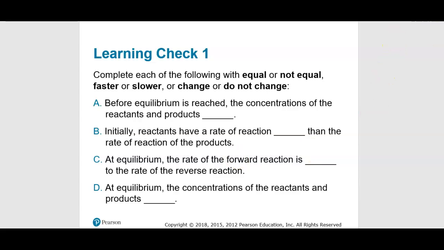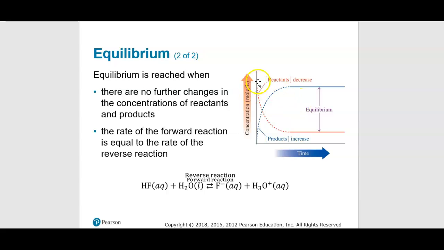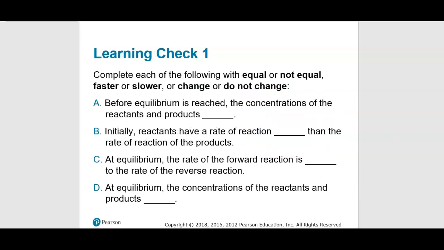Remember I showed you here, you start off with a high concentration of reactants, and the concentration of reactants decreases and the concentration of products increases. So there's a change there. They're changing. And B, initially reactants have a rate of reaction something, so it's got to be faster or slower. It's got to be one of those, unless they're really playing tricks with the words. So it's faster or slower.